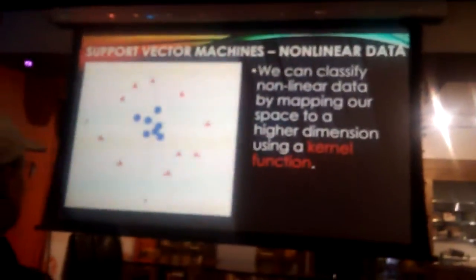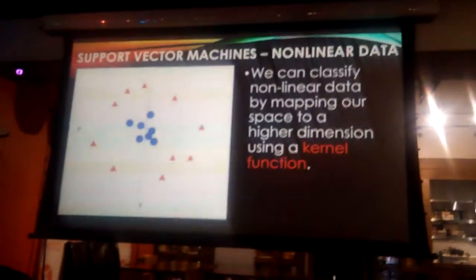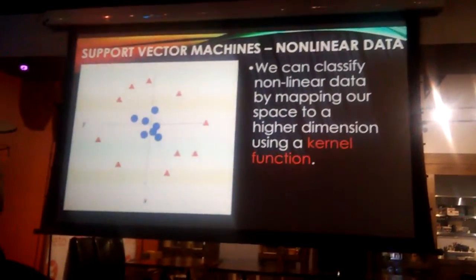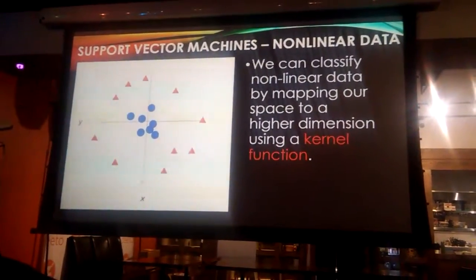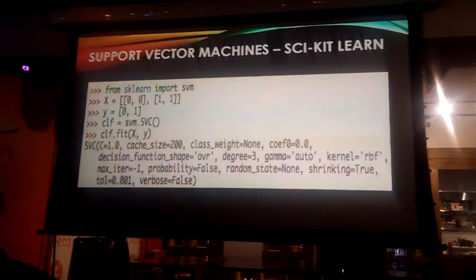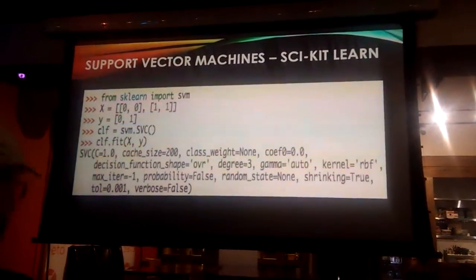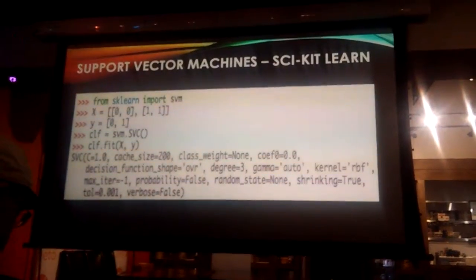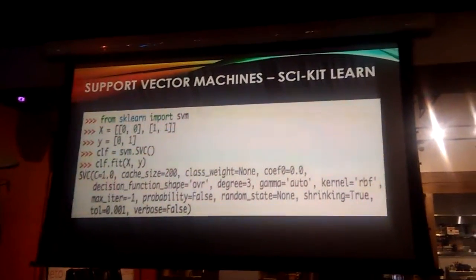But when you have something like this, when you have nonlinear data, you have to add a third dimension. You have to add a z-axis. So you can classify nonlinear data by mapping space to a higher dimension, and you'd use a kernel function for that. And this is how you would implement a support vector machine in scikit-learn. Again, it's only a couple lines of code, and it's really as simple as just importing the library and calling a function.